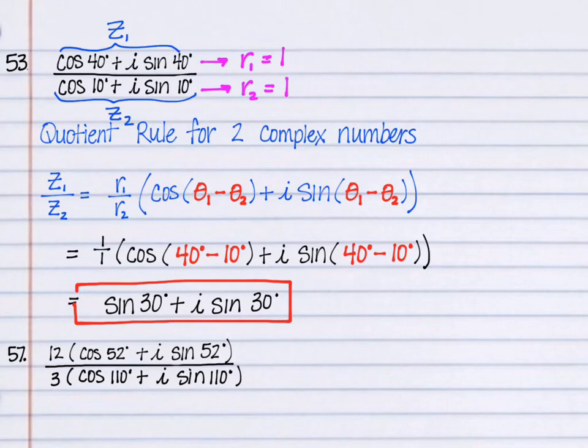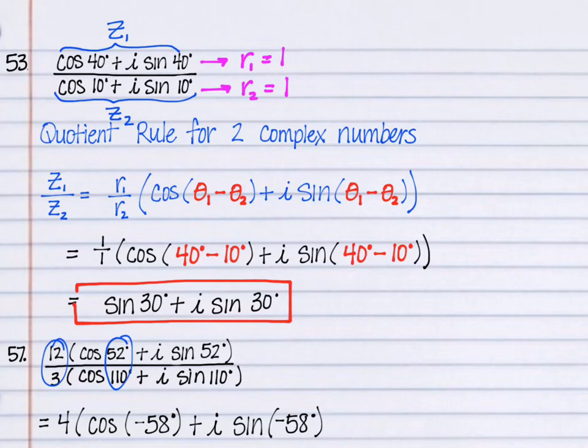In problem number 57, we divide the modulus, and 12 divided by 3 is 4. We're going to subtract 52 minus 110, which is negative 58, and so there we get the answer of 4 cosine negative 58 plus i sine negative 58.